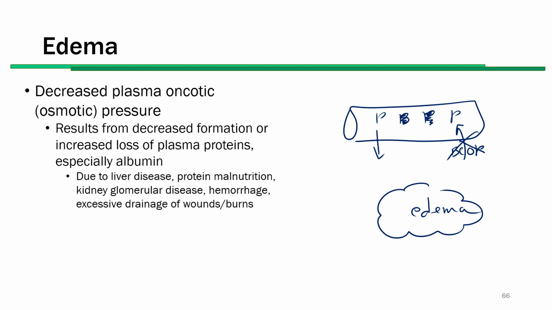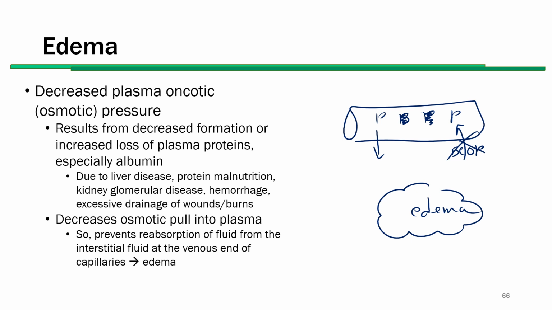We have to have those proteins in the blood in order to pull that fluid back in. So if there's liver disease, protein malnutrition, kidney damage, so we're losing proteins in the kidney, we're losing blood, we're losing drainage, seepage through wounds and burns, any of those that loses the proteins, we lose that draw to pull the water back in. So this is a huge problem with any kind of liver disease or kidney disease. If we don't make those proteins, that fluid's going to go out in the tissues, and not only does that cause edema, but that can cause circulatory collapse too. So that decreases the osmotic pull into the plasma, so it prevents the reabsorption of fluid from the interstitial fluid, and we get that edema.